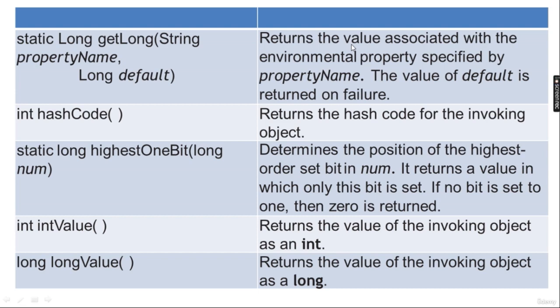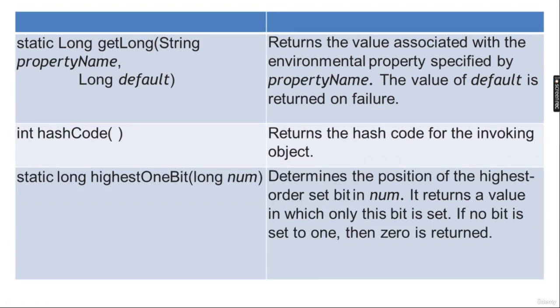int hashCode returns the hash code for the invoking object. Static long highestOneBit(long number) determines the position of the highest order set bit in number. It returns a value in which only this bit is set. If no bit is set to 1, then 0 is returned. Then int intValue returns the value of the invoking object as an int. longValue returns the value of the invoking object as a long.